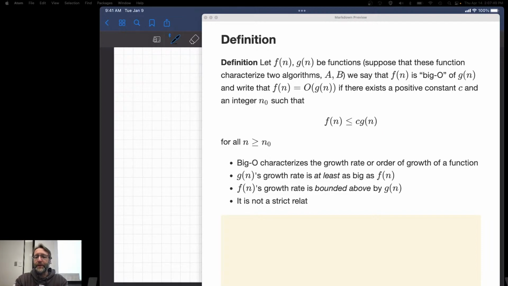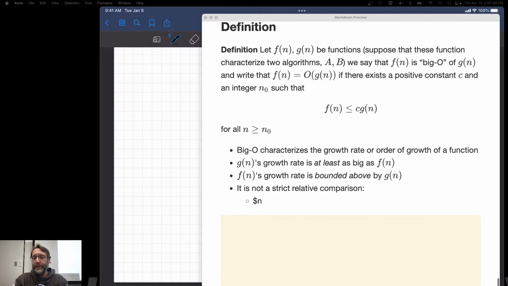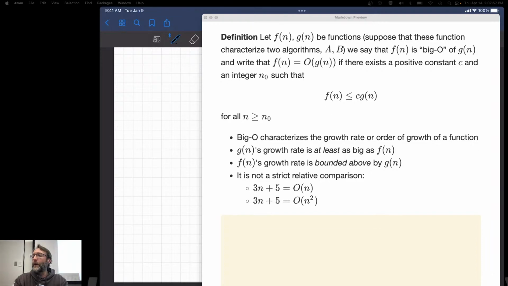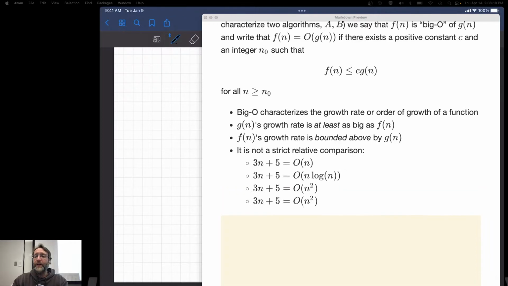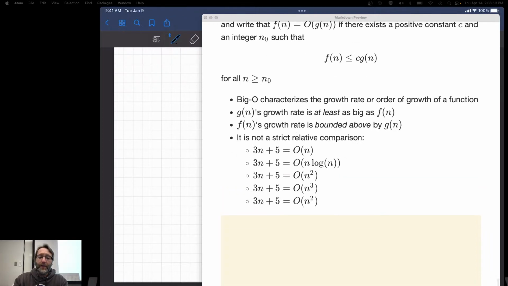For example, let's say 3n plus 5. That is a linear function. We would say that that is big O of n. What else is true, though? 3n plus 5 is also big O of n squared. That's true. It's also big O of n log n. You can get bigger and bigger if you want to. It is order n cubed. You can go up to an exponential value here. Every single one of those statements is true.